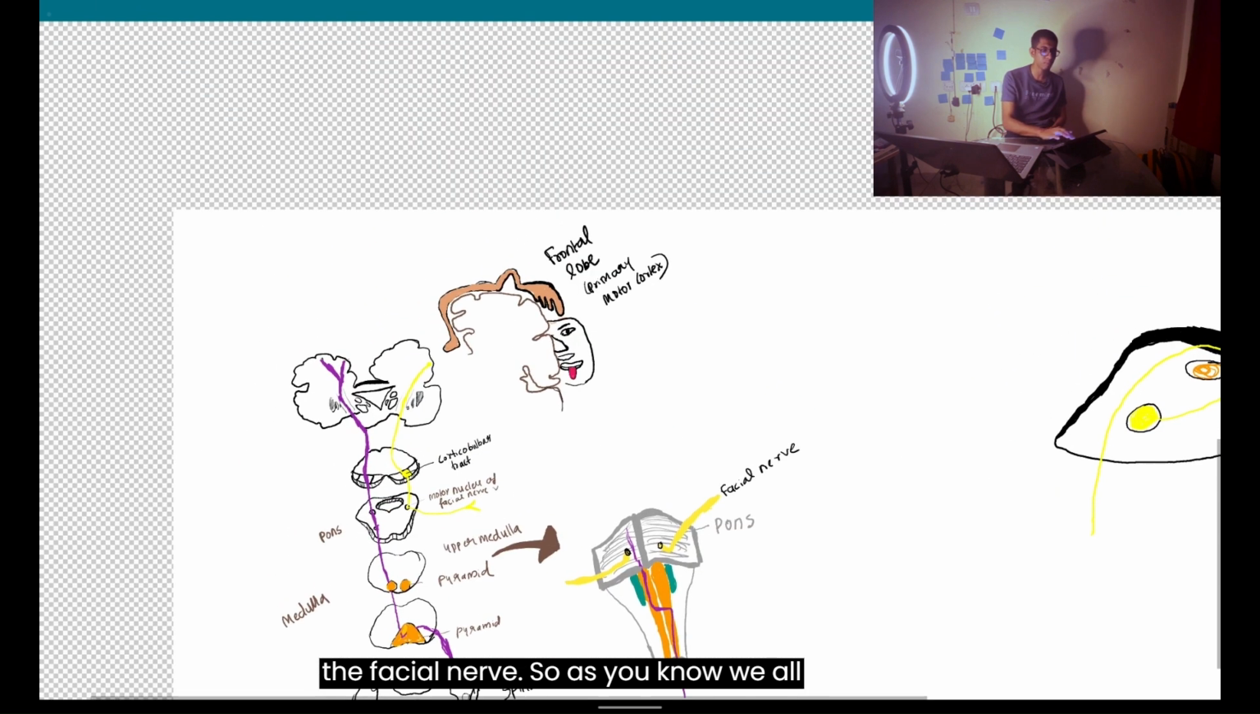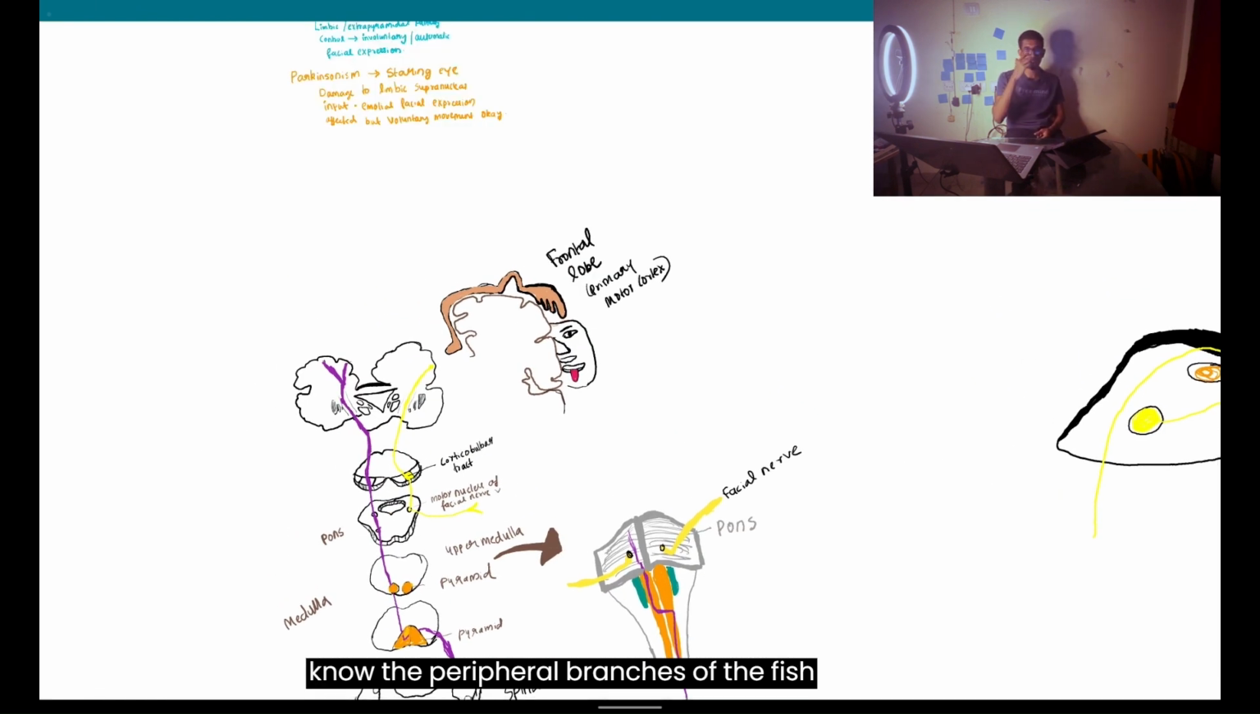So as you know, we all know the peripheral branches of the facial nerve. This is the temporal region. This top part we call the temporal. This is the zygomatic region. This is the buccal. This is the marginal mandibular part, and this is the cervical. All are supplied by the motor branches of the facial nerve, right?